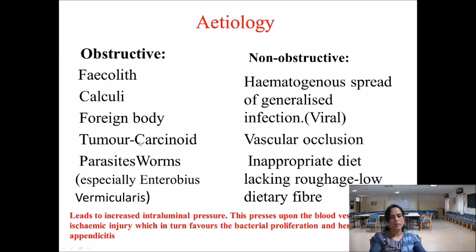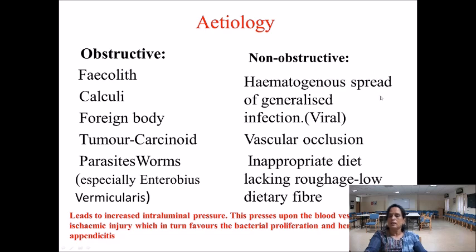Then tumor. One tumor you should remember in relation to the appendix is carcinoid, but carcinoid tumors occur only at the tip of the appendix, so they are less likely to cause much obstruction. It could be an incidental finding also. That's why when we gross the appendix, we always take a cut at the tip of the appendix.